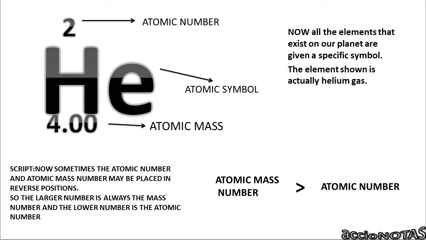Now, all the elements that exist on our planet are given a specific symbol. This element shown here is actually helium gas. In your textbook, if you turn the pages, you will see a big chart at the very end of the book. This chart shows some specific symbols. These symbols represent specific elements. You will also observe that there are two numbers. These numbers on the symbols actually represent the atomic number and the atomic mass. Depending on the book, the numbers may be in different positions. Always remember that the atomic mass number is greater than the atomic number.